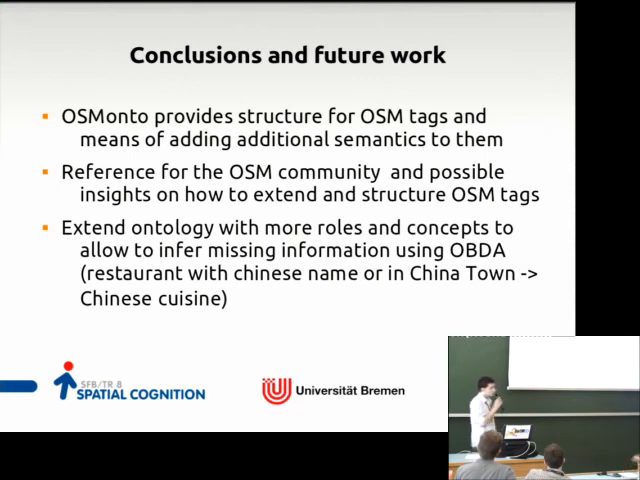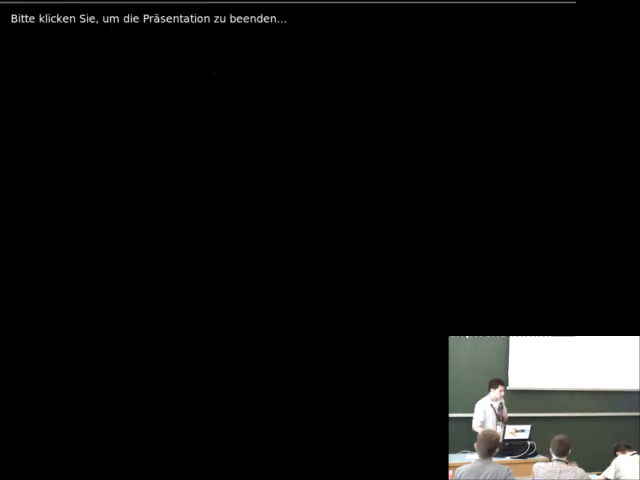What would be interesting in the future with our database or ontology is to extend it with more roles or concepts. And what would also be possible is to infer missing information. So, for example, not every restaurant is tagged with a cuisine, but one could infer this by the name of the restaurant maybe. So if it's called Peking, you can guess that it has a Chinese cuisine. That would be something for the future. Yes, I think that's already it. I kept it short because I wanted to have some questions and ideas maybe, and that's why I'm here.